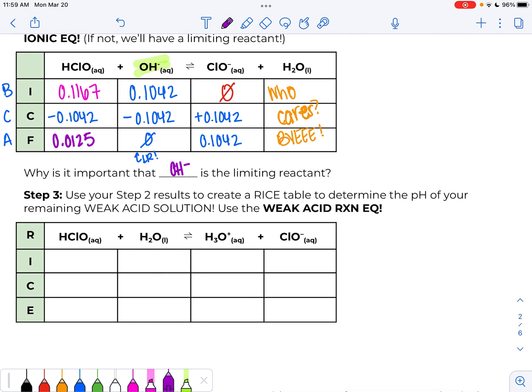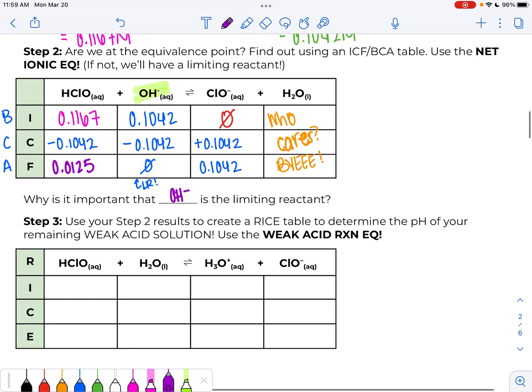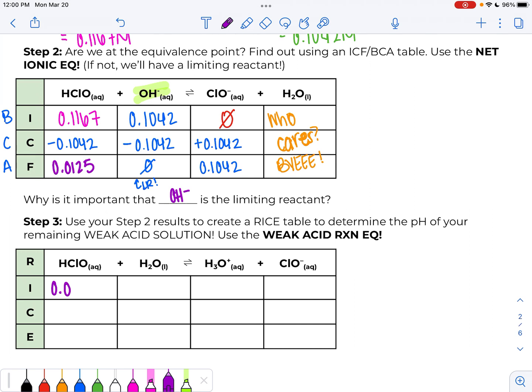So what we can do is, moving on to step 3, we're going to use our results from step 2 to create a rice table to figure out what we have left in solution. And you've done this before. You've used rice tables to determine pH from weak acid solutions. So hopefully this is going to feel familiar. So how much of our weak acid are we going to start with initially? 0.0125. After our reaction has happened, this is how much extra leftover stuff we've got.